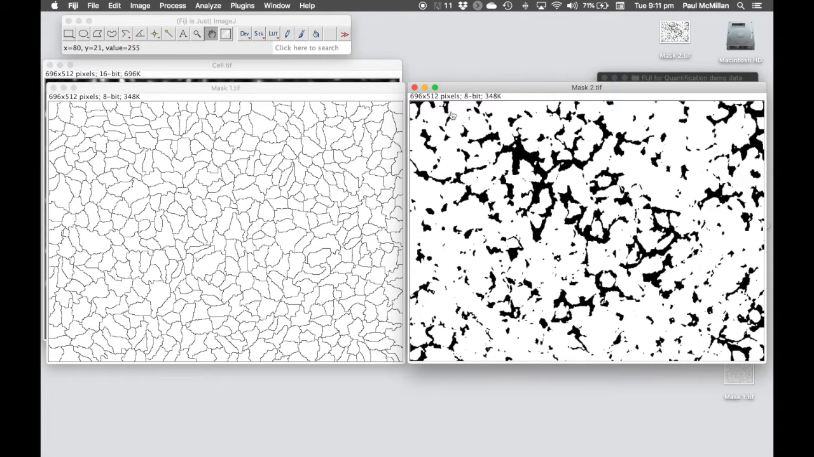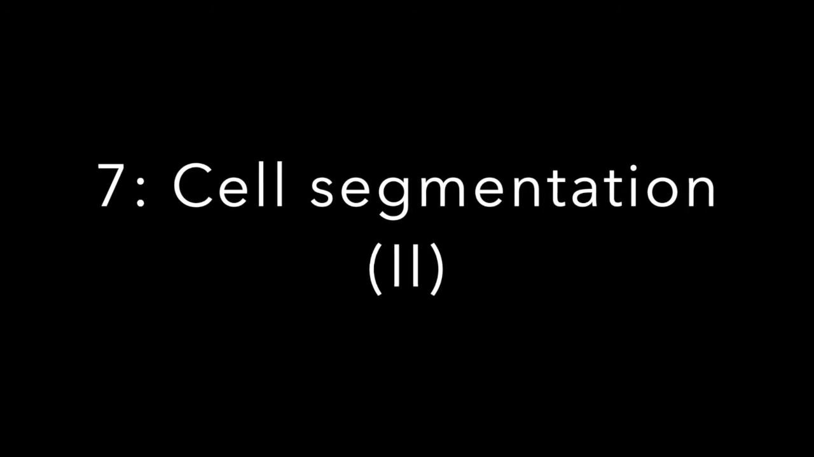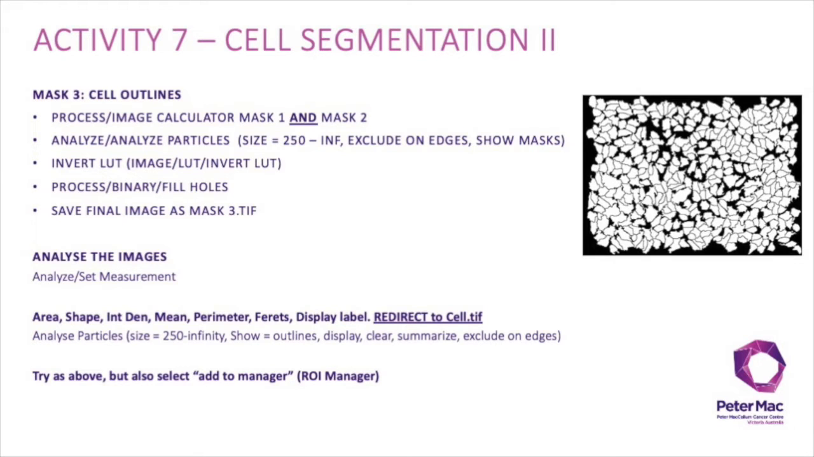Next thing we want to do is try and combine those two functions together. In the second part of cell segmentation activity 7, we'll combine the masks we've created and use those to read out quantitative data on an image.